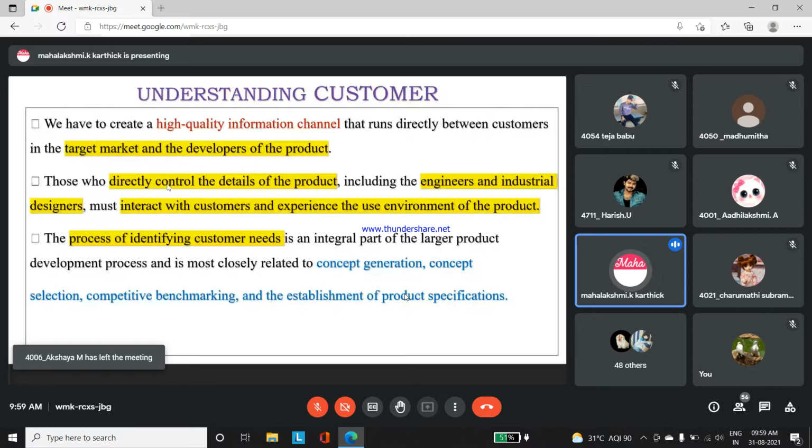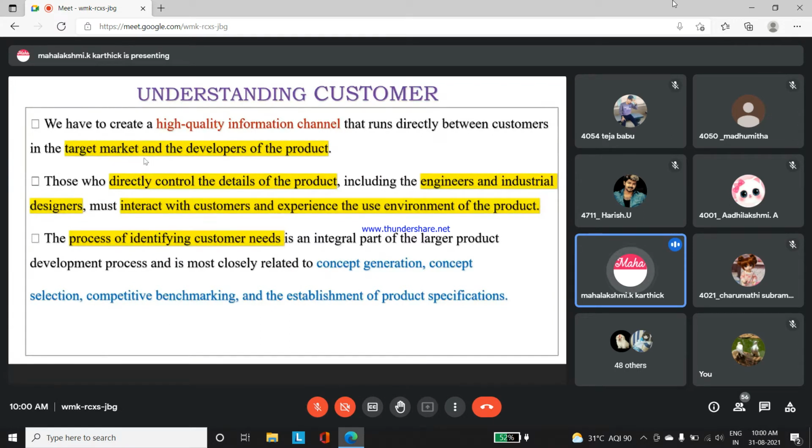Understanding customer. First you have to define what is understanding customer, what is the meaning of that particular concept. We have created a high quality information channel that runs directly between the customer in the target market and the developers of the product. So why do we first have to understand the customer needs? It's because what is our target market? How are we going to promote our product to the market?